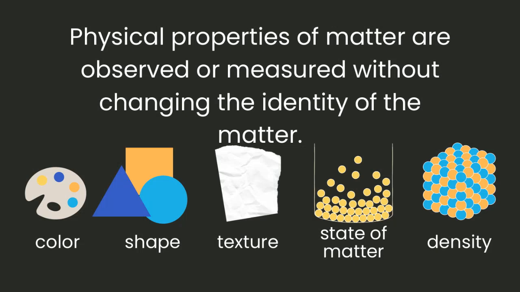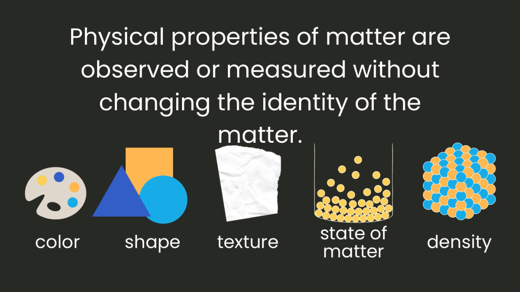Let's talk about some physical properties of matter. These are characteristics like density, which is how tightly packed the particles are. Then there's the state of matter, which can be solid, liquid, or gas. Texture is another important property, how something feels when you touch it. Shape refers to the form that a substance takes, and color is simply what it looks like to our eyes.